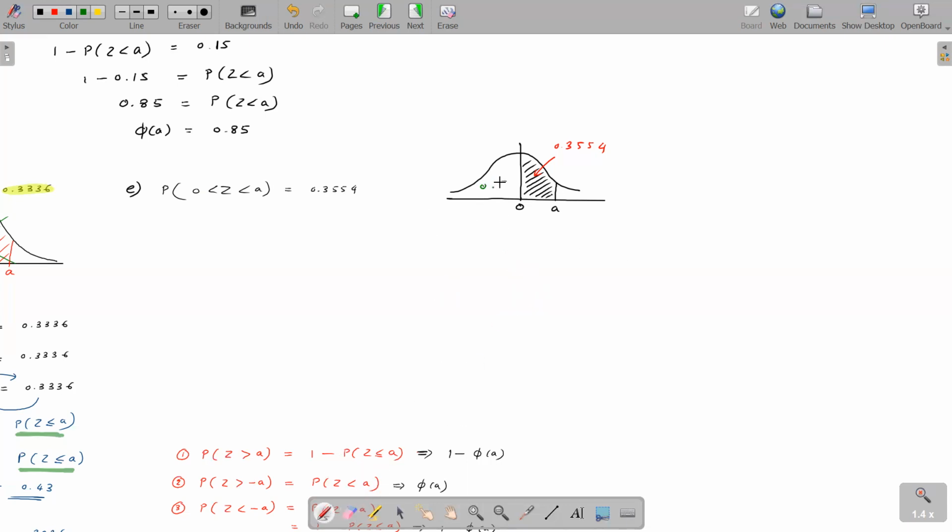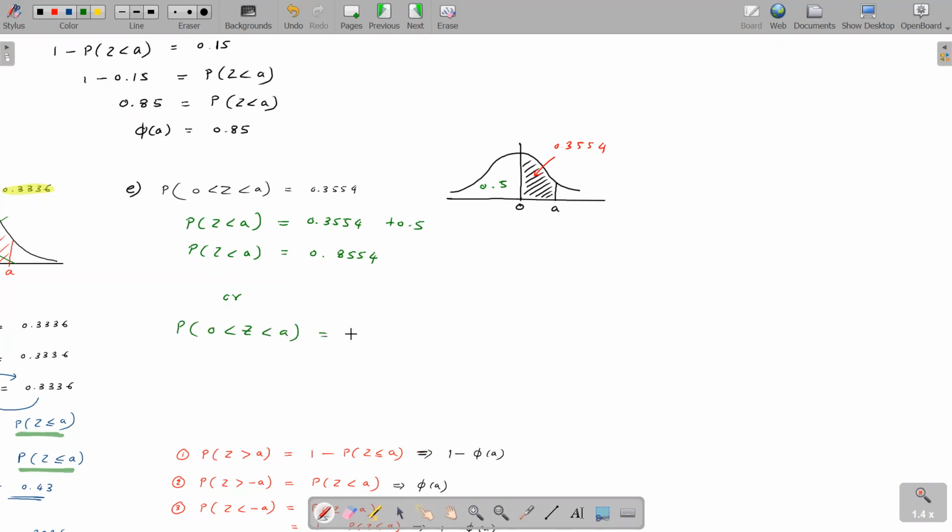So guys, you know that this area is 0.5, right? So if I want to find the probability Z is less than A, what do I need to do here? I take 0.3554 and I can just add half, because when I add this half area to 0.3554, I get the complete area behind it. Do you get it? This is one way of doing it. There are many ways of doing this. So it's 0.8554.